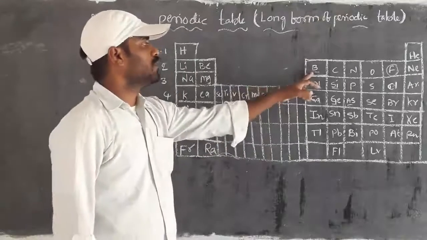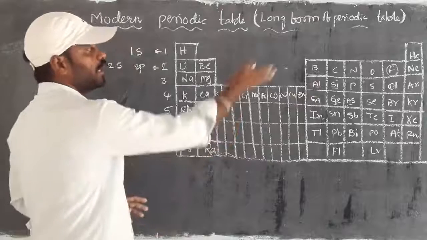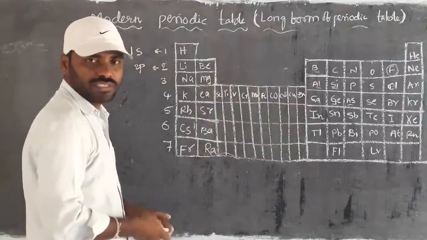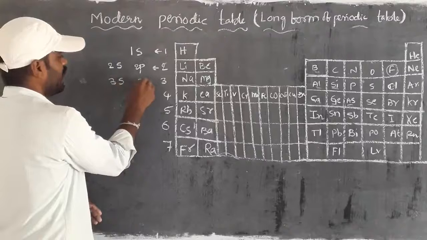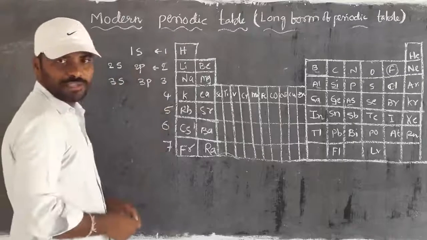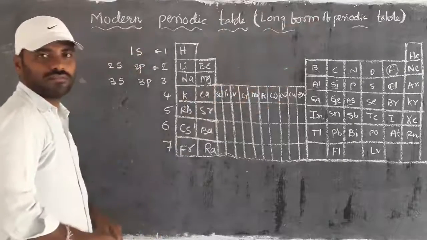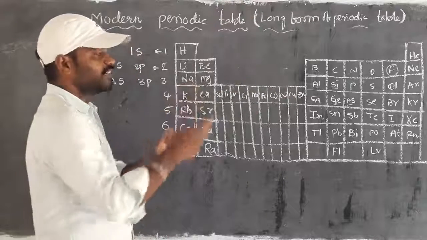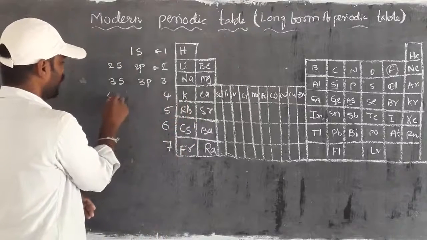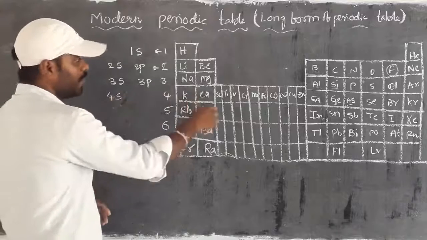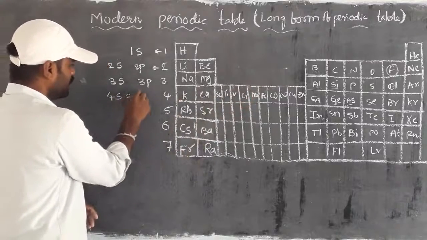Here the boron configuration is 2p1 and continues up to neon 2p6. Then coming to the third period, it starts with 3s and finishes with 3p. So 3s, and from aluminium to argon, it starts and ends with 3p. Then coming to the fourth period, it starts with 4s, right? But in the middle, from scandium onwards, we get 3d.